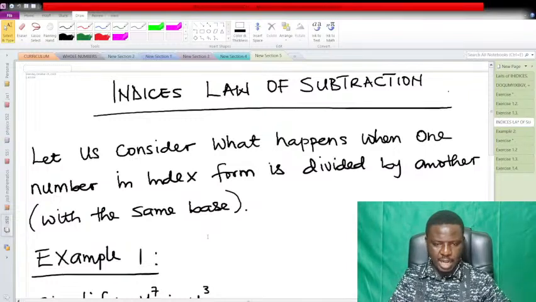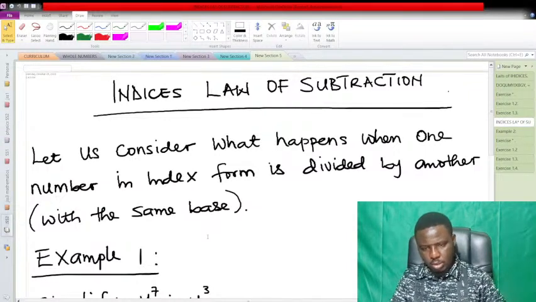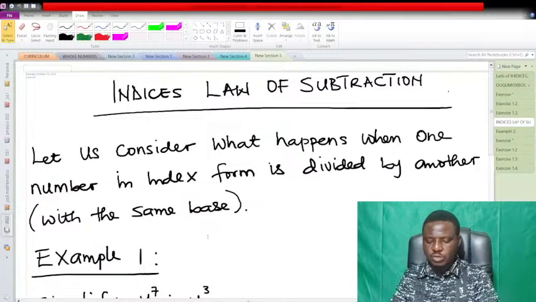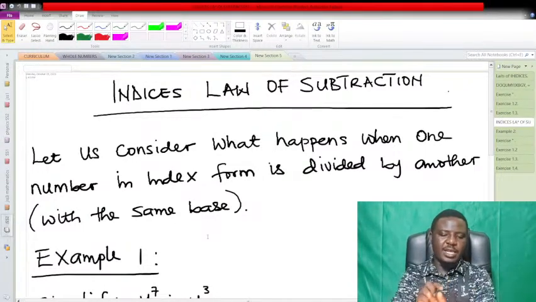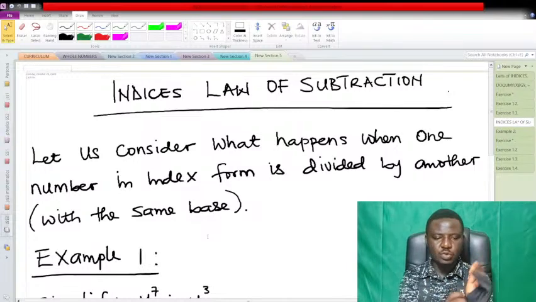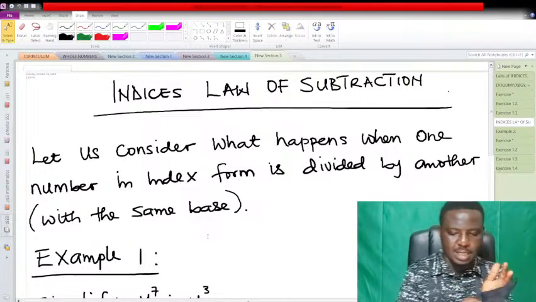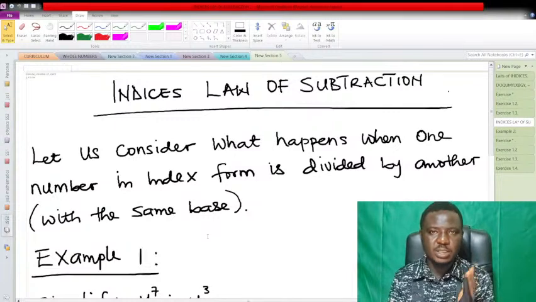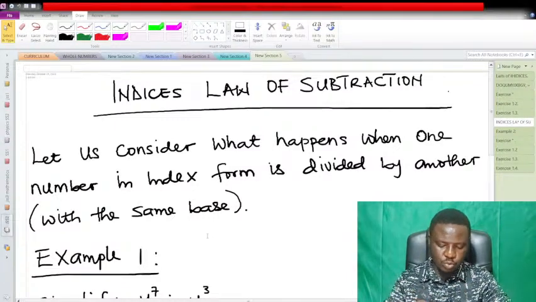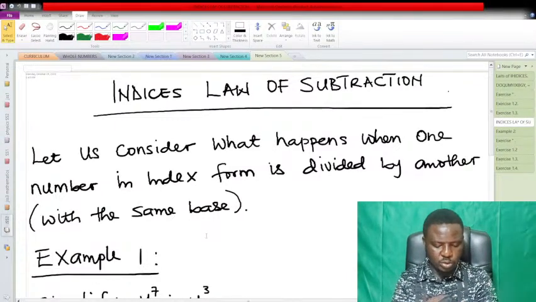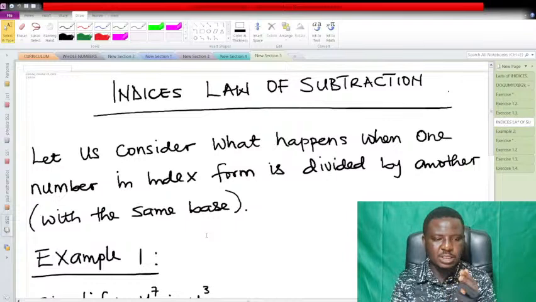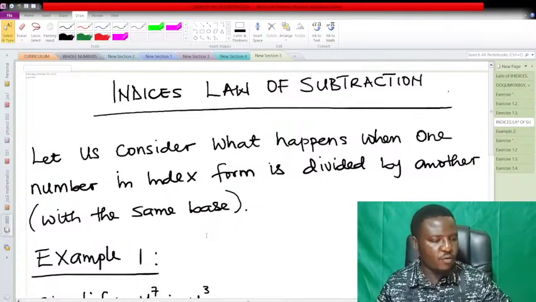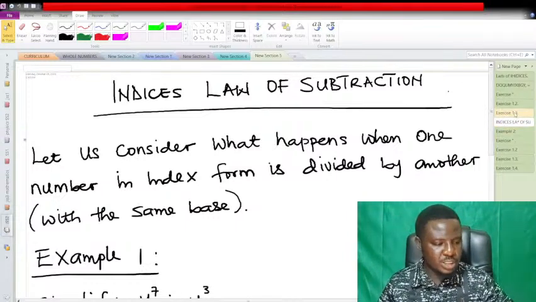We shall be looking at indices laws of subtraction, which I believe I gave you an assignment to do at the last class, and I'm yet to get the solution from you. So let me know what your challenges were and or are, and let's see if we can solve them before we move to today's class.